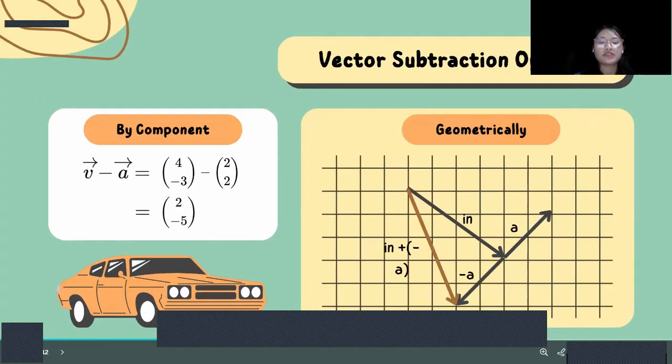The next operation is vector subtraction. Vector subtraction can be written as a minus b equals a plus negative b. This means we reverse the direction of the second vector, then perform vector addition. Like addition, subtraction can also be done geometrically and by subtracting the vector components.